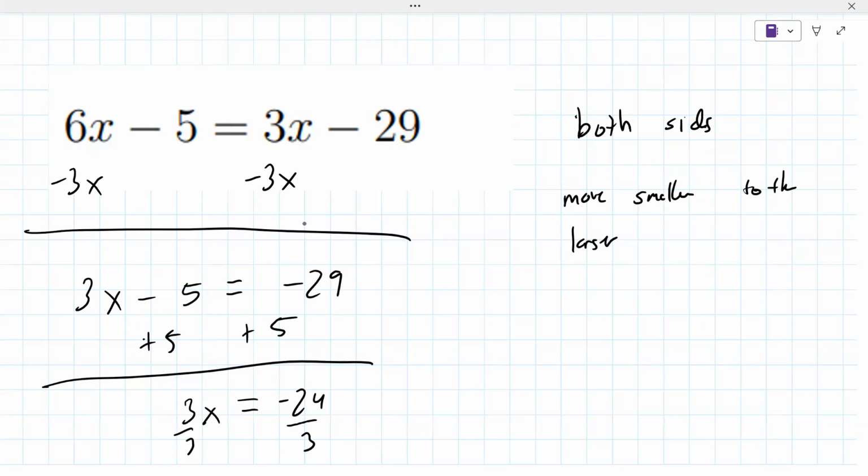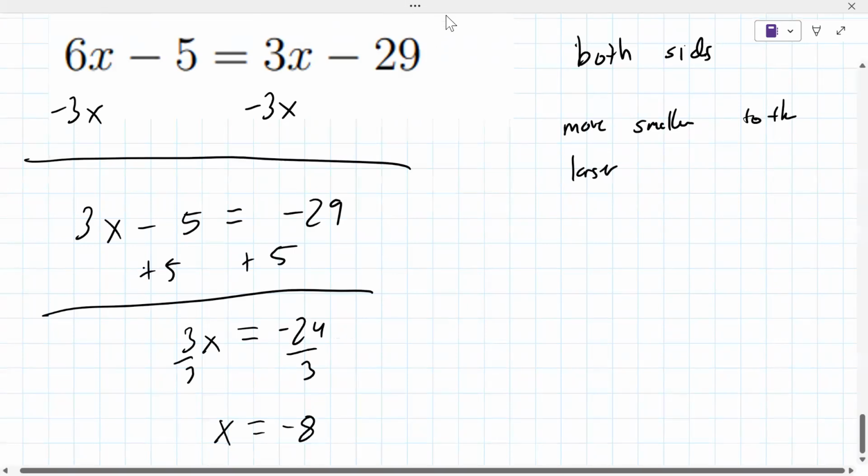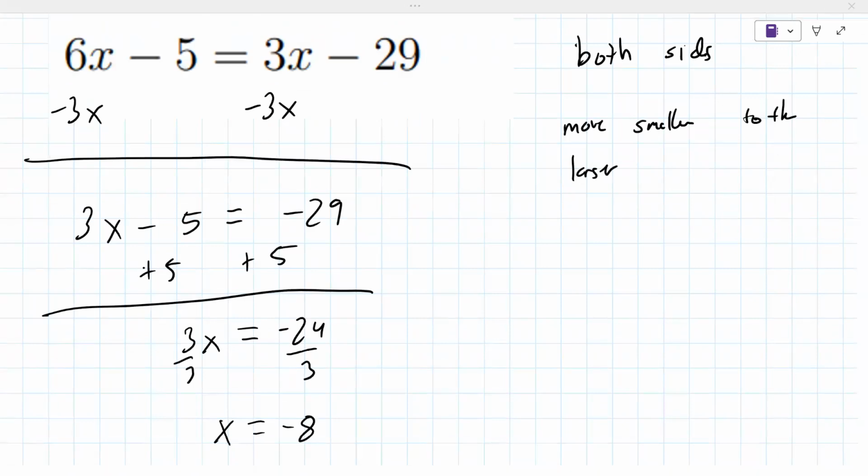Negative 8. Okay, I added 29 to both sides. Okay, so once you get the variable on one side, you just move the constant. So let's backtrack here just a tiny bit.